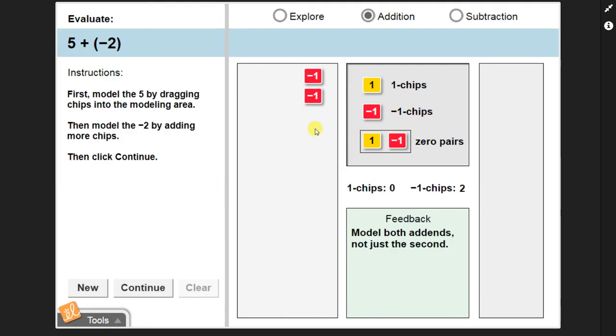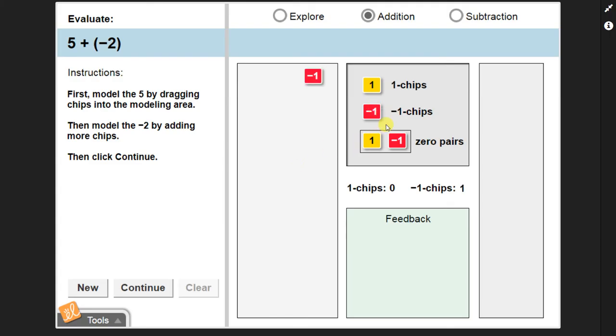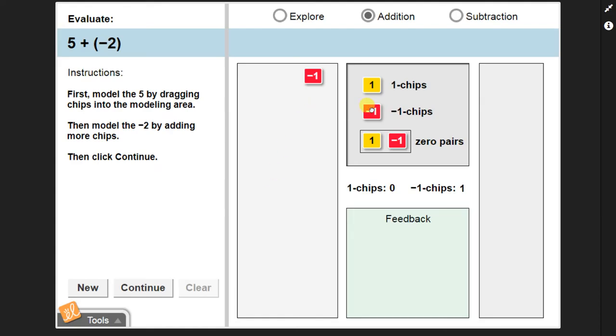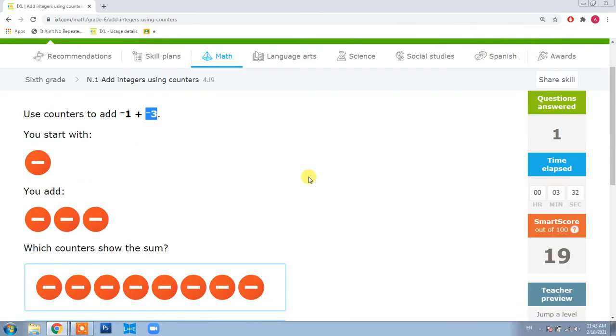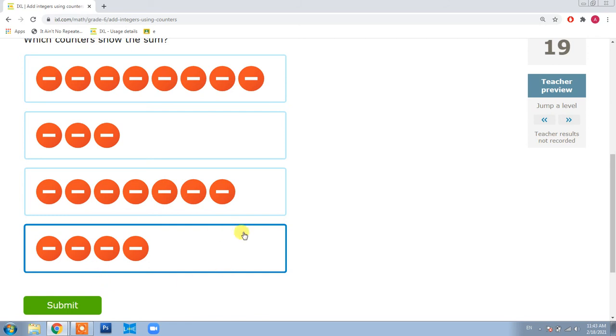First we need to clear this out from the last problem. Now we have -1, so we need to take one negative counter, and then we have -3, so again we need to take three negative counters. Do you have any zero pair? No, because you do not have any positive counter to make a zero pair. So that means this is your answer. What is your answer? You have -4 counters in front of you. Okay, that's great.